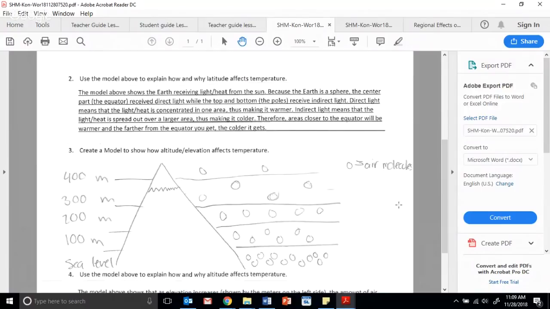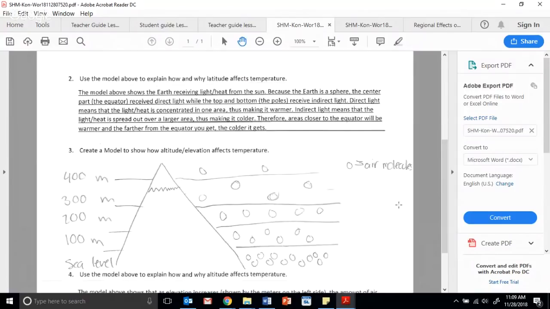You can do a model that shows just the temperatures decreasing as you get higher. You just need to make sure you use the air molecules in your explanation. So that's why I added it to my model, so that I would be able to use my model to explain the why better.